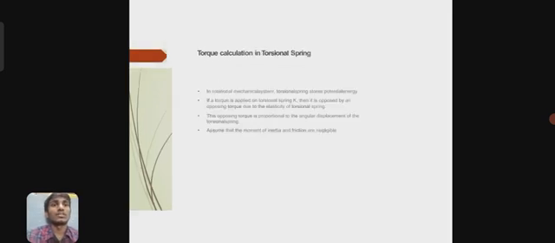So, torque calculation in torsional spring. In a rotational mechanical system, the torsional spring stores potential energy. If a torque is applied on the torsional spring K, then it is opposed by an opposing torque due to the elasticity of the torsional spring. This opposing torque is proportional to the angular displacement of the torsional spring, and assume that the moment of inertia and friction are negligible.